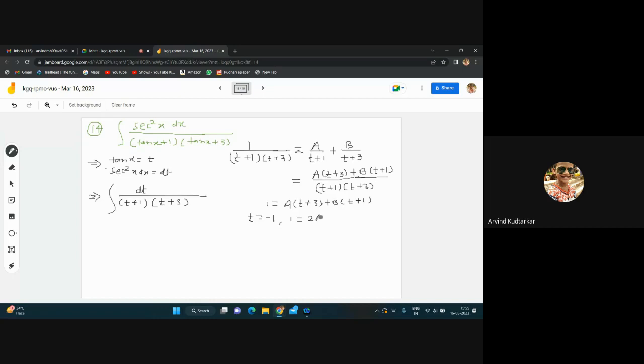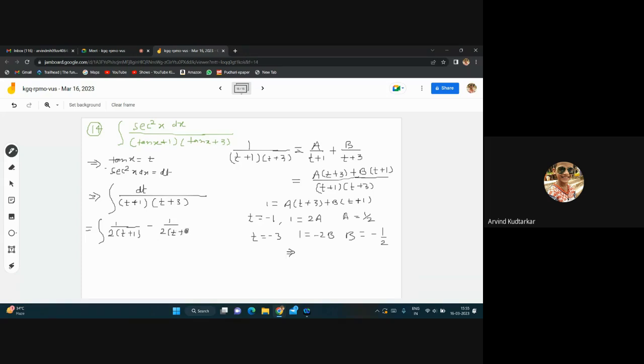Put the values of the unknowns a and b in this partition, and it takes the form. So where do you have to use this partition? Here. Use that partition in this integral. So the partition is 1 by 2 times t plus 1, minus 1 by 2 times t plus 3.